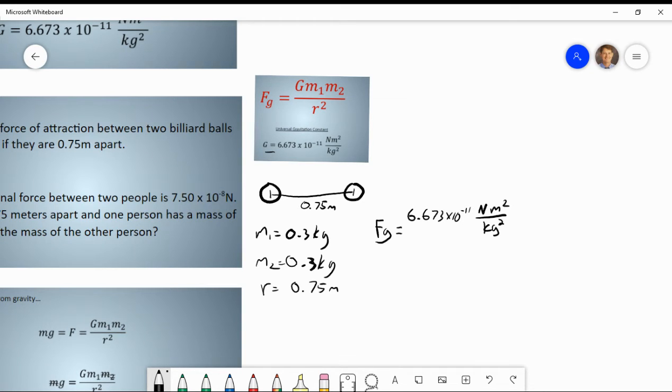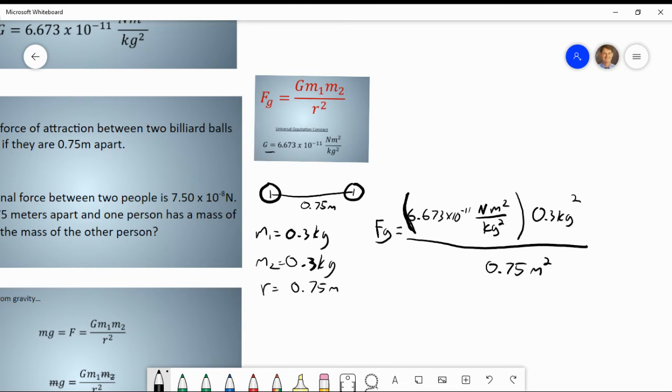Y'all don't have to do all of this dimensional analysis stuff. I want to do it to show you that you're going to end up getting newtons, right? Because you're solving for a force, you should get a force unit. I want to show you that it works out. You can just trust that you're solving for a force, you get there. All right, times what? The two masses, 0.3 kilograms. And I'm just going to say squared, because I'm going to have mass 1 times mass 2, and they're both 0.3, so that's the same as 0.3 squared, divided by the radius squared, 0.75 meters squared.